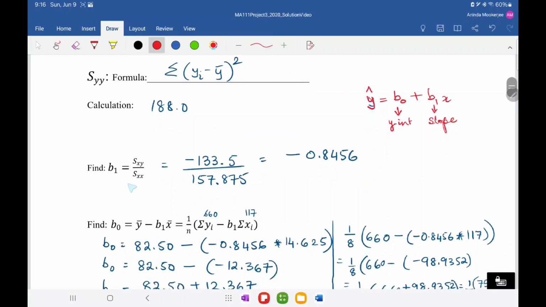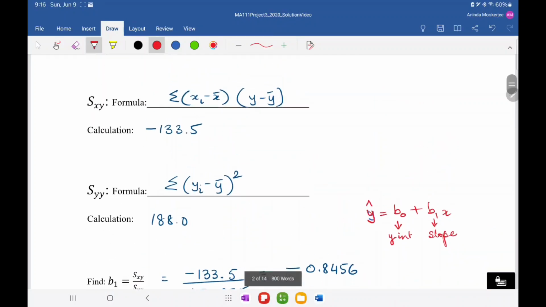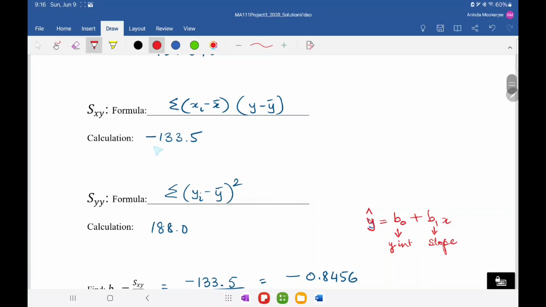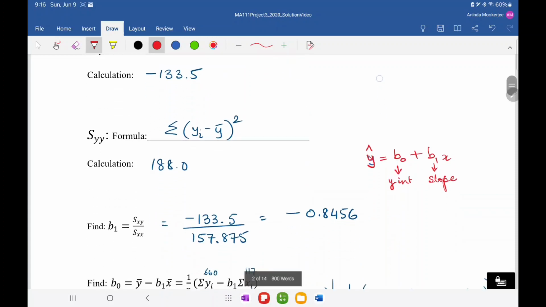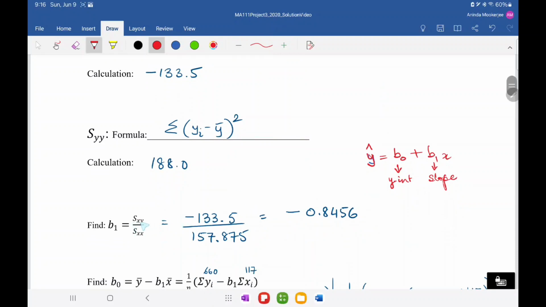Now we go to find the value for the slope b sub 1. We first have to find the slope and then find the y-intercept, all right, because we need the value of the slope to find the intercept. Now, s sub xy divided by s sub xx. Now that we have all our values listed up here, just take your values and plug them into the formula. So s sub xy was negative 133.5.